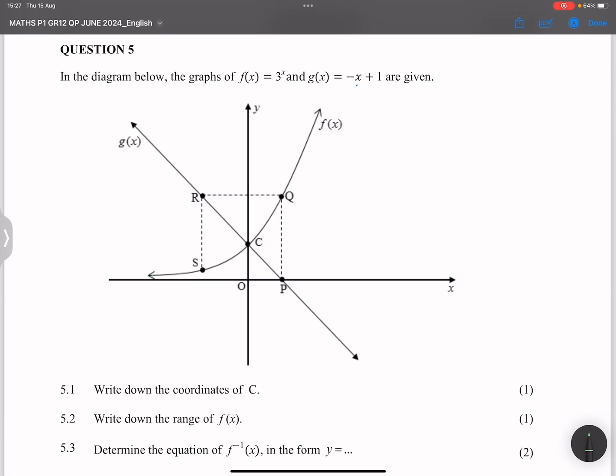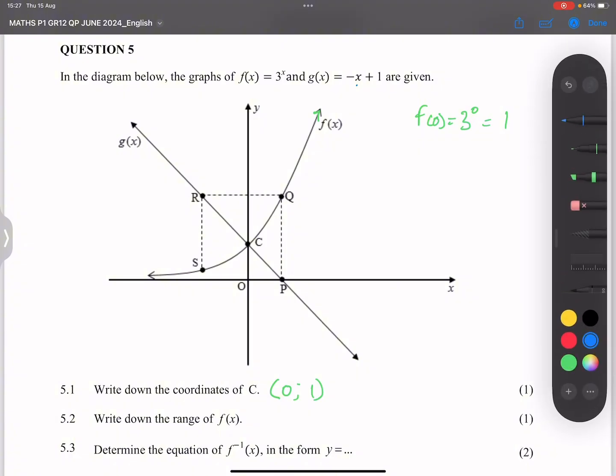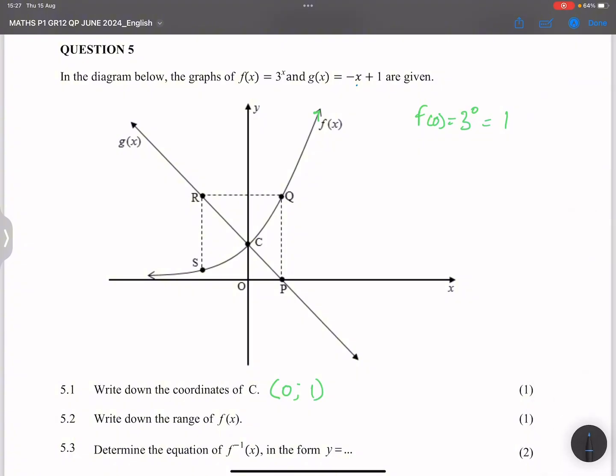So this is an exponential graph, and we know for the exponential graph, when x is 0, your y will always be equal to 1. Because if you take f of 0, that will be 3 to the exponent 0, which is equal to 1. So C will have the coordinates (0; 1). That is what we get for the coordinates of C.